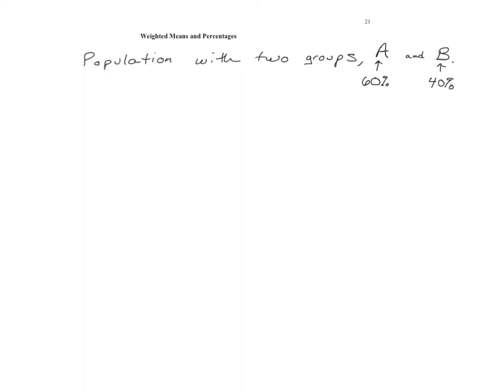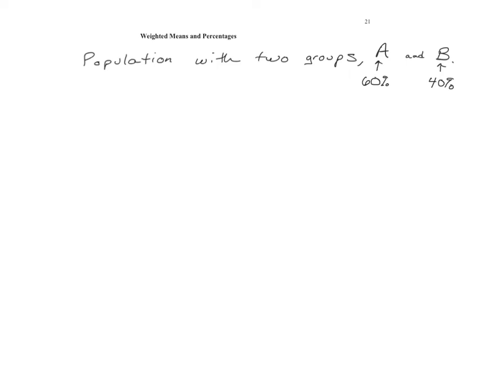So suppose you have a population with two groups. We'll call them A and B. And in this population, 60% are in group A and 40% are in group B. Well, if you were going to report a mean of some characteristic, you might want to know, is that different for group A and group B? So you might want to report those separately. Well, if you did that, how would you then find out what the overall mean was?